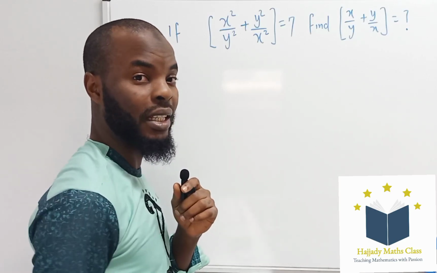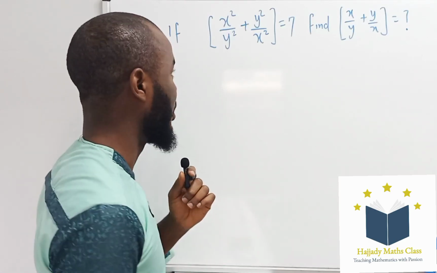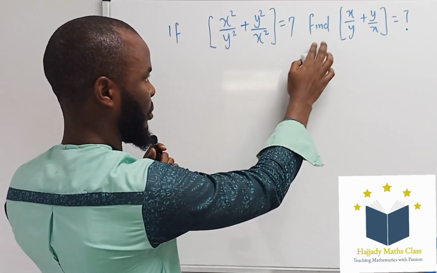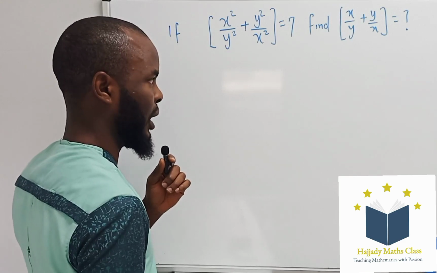Today I'll be solving this Olympiad question. Now we have, if this equals 7, find x over y plus y over x.